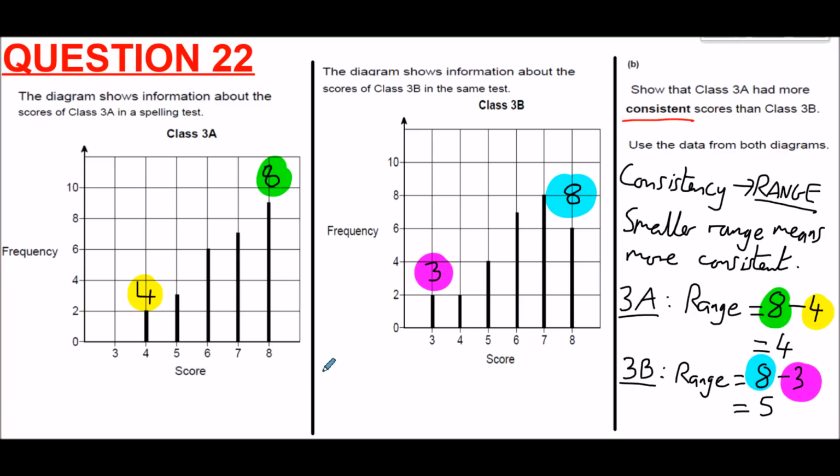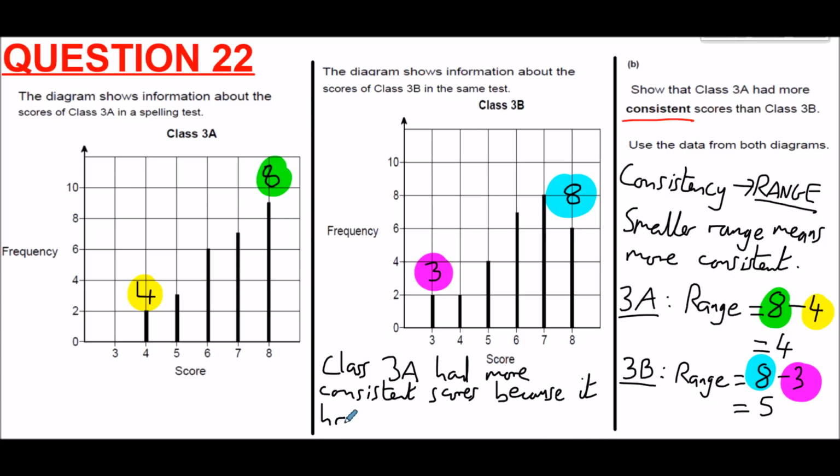So just a sentence to that effect. Class 3A had more consistent scores because it has a smaller range of scores. The smaller the range, the more consistent we can say the data is.